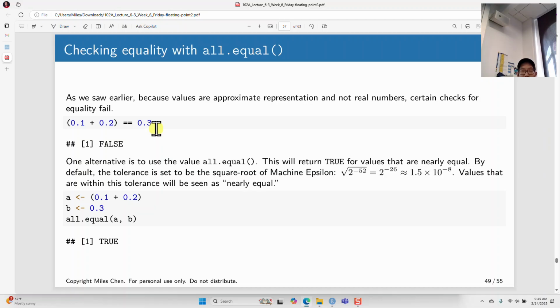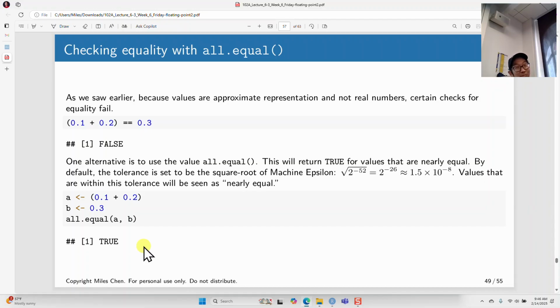And so there's a function called all.equal. All.equal just asks, are they nearly equal? Are they close to each other? And the default tolerance here is 2 to the negative 26, basically the square root of 2 to the negative 52. Okay, the square root of our machine epsilon is the default tolerance. And so it just says, are they approximately equal? And that will say 0.1 plus 0.2 is approximately equal to 0.3. Yes, that is true.